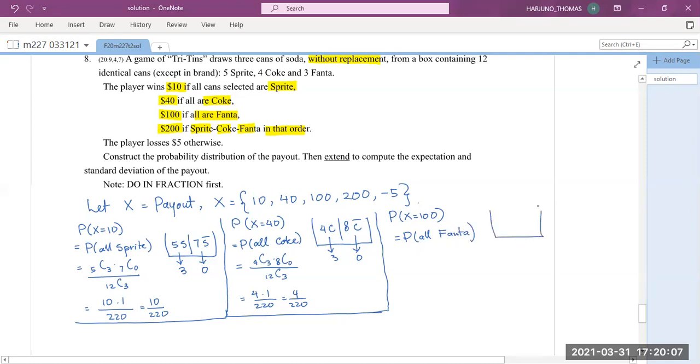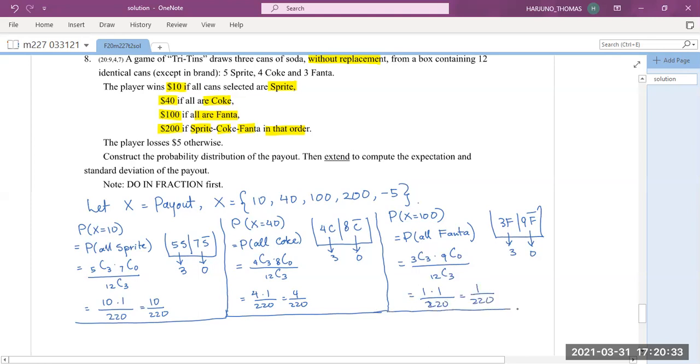Okay, but we have only 3 Fanta. Therefore, the rest of 9 are not Fanta. And you need 3, all 3 Fanta means none of them not Fanta. 3 choose 3 times 9 choose 0 over 12 choose 3. That's 1 times 1 over 220. That's 1 over 220.